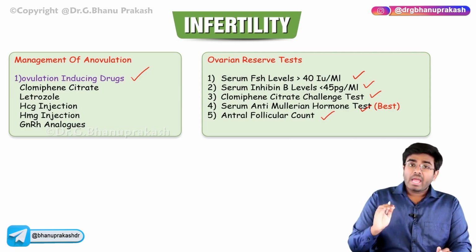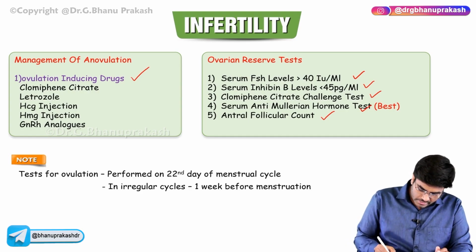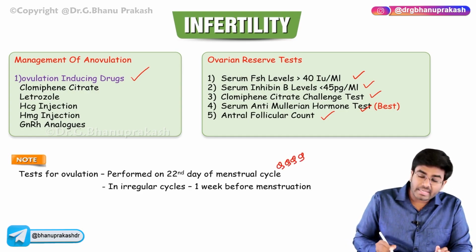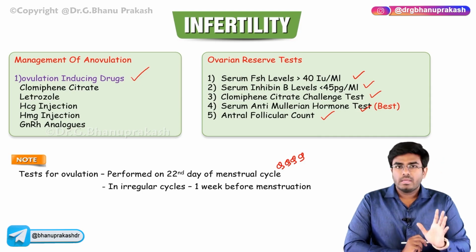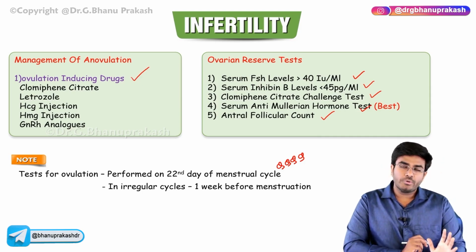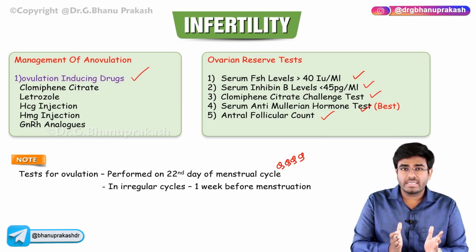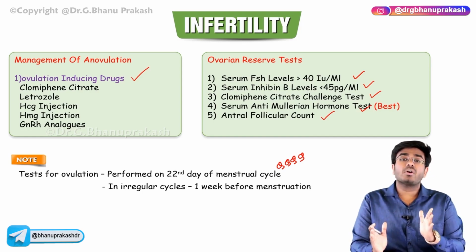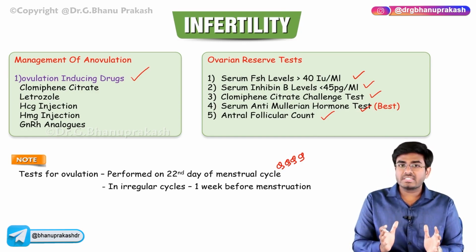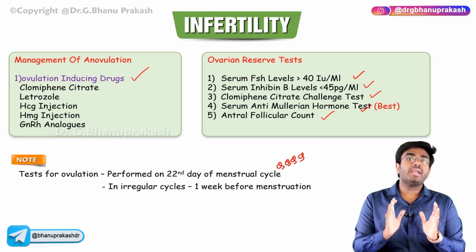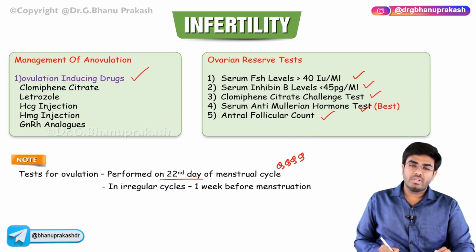Okay. Now I forgot to mention 2 important points. What are they? Guys, please concentrate, all the tests of ovulation are performed on day 22nd of the menstrual cycle. Why? Because on day 22nd of the menstrual cycle, there is maximum function of the corpus luteum and maximum progesterone levels. And we all know that in the second half of the menstrual cycle, all the events are because of the progesterones. Progesterones are maximum on day 22nd. So if I do this test on day 22nd, I will be getting better results. So all the tests for ovulation are done on day 22nd of the menstrual cycle.